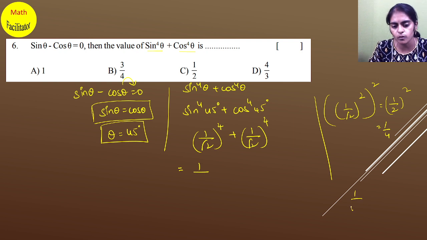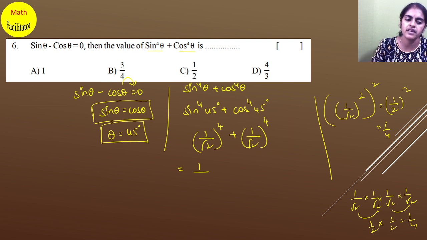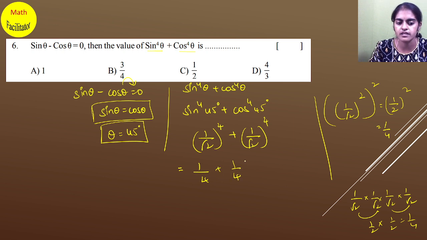So 1 by root 2 power 4 is nothing but 1 by root 2 multiplied 4 times. Okay, this way also you can do. 1 by root 2 into 1 by root 2 is 1 by 2. This is also 1 by 2. So total 1 by 4 you will get. Whichever way you do, you will get the same answer, 1 by 4. So this is also 1 by 4, this is also 1 by 4.